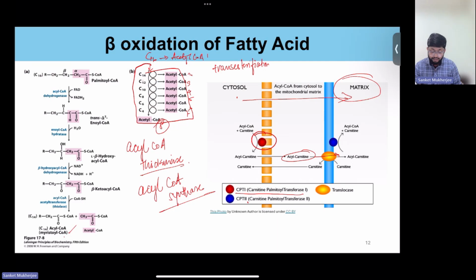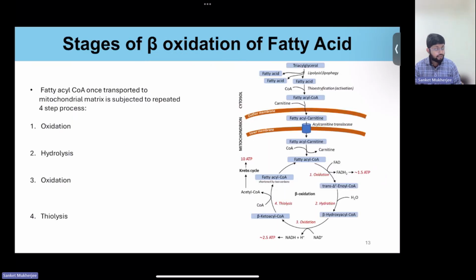And then on the inner side, there is carnitine acyl transferase 2. Okay, it's on the matrix side of the inner membrane of mitochondria. So here it will transport back and convert it back to acyl coenzyme A, right? So if we talk about the stages of beta oxidation, once the fatty acyl coenzyme A is transported to the mitochondrial matrix using carnitine.